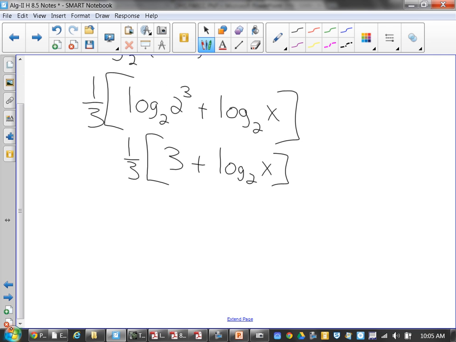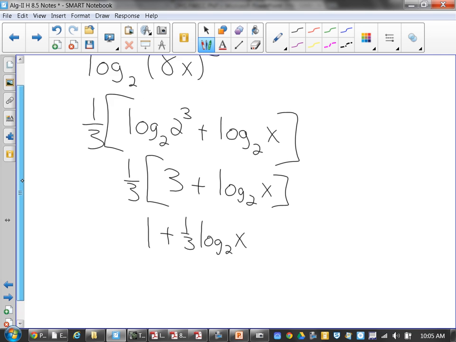Very good. You have 1 plus 1/3 log base 2 of x. If you didn't distribute, you should go as far as you can. Can we just leave it like that? Now, log base 2 of 8? No, because you can get rid of that log.